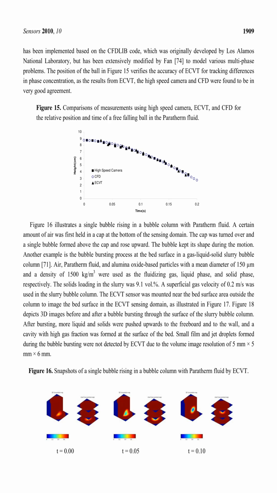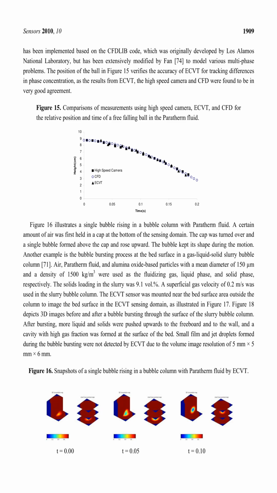The ECVT sensor was mounted near the bed surface area outside the column to image the bed surface in the ECVT sensing domain, as illustrated in Figure 17. Figure 18 depicts 3D images before and after a bubble bursting through the surface of the slurry bubble column.